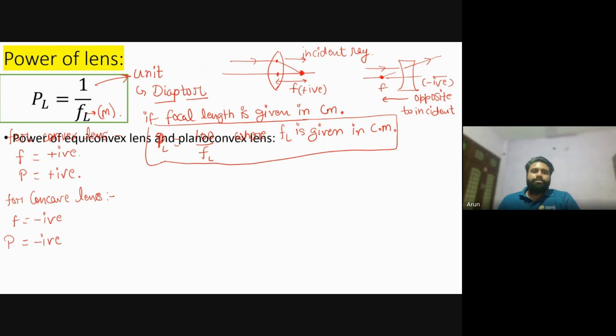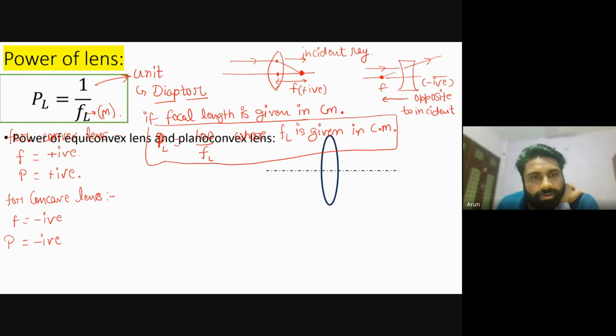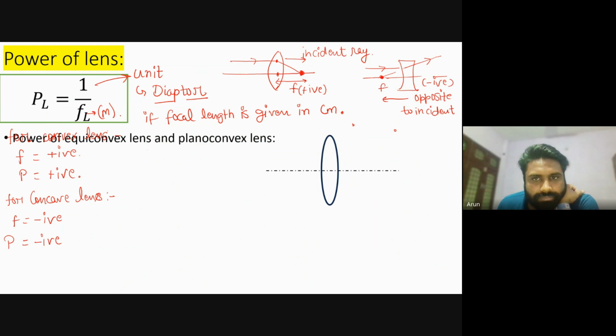Okay. So we have power of equiconvex lens and plano-convex lens. I hope you have not noted this point, so I'm removing it. I will write it somewhere. Okay, so no problem. Convex lens. So we have to find out the power of equiconvex lens and plano-convex lens.